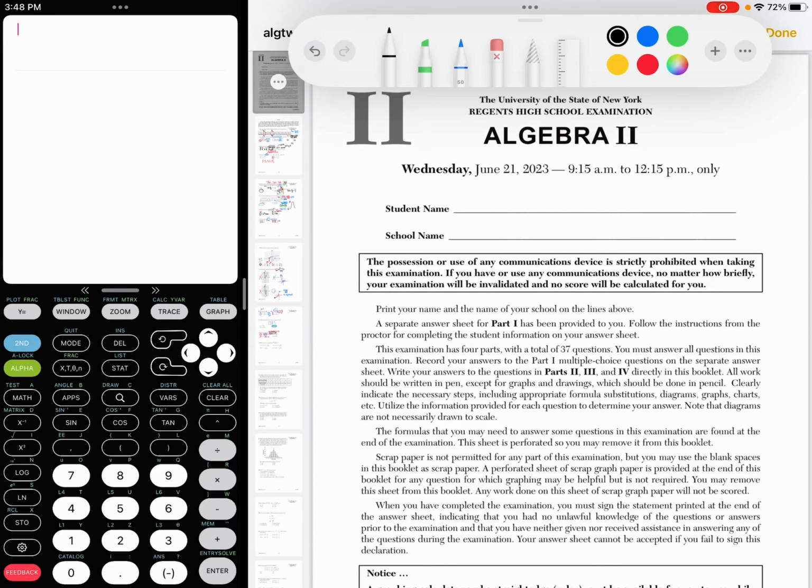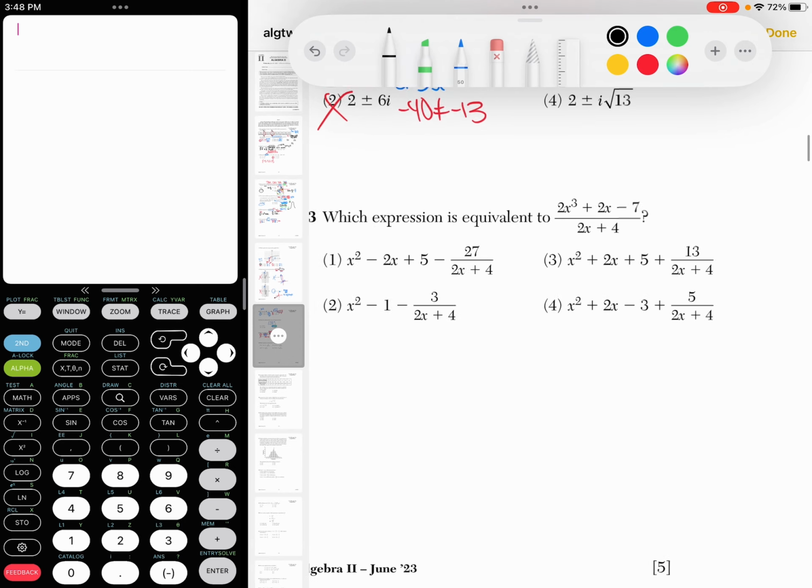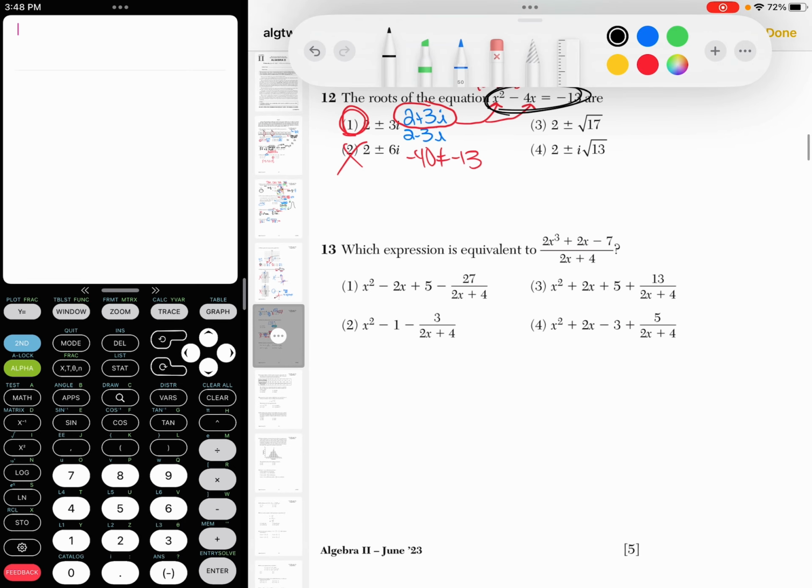Okay, hello everybody. In this video, we're going to be picking up where we left off with the June 2023 Algebra 2 Regents exam, which was question number 13. So I'm just going to scroll down to where we left off and pick up right here. It's a little bit of a lengthy explanation for this question because I'm going to show you a few different ways to do it.